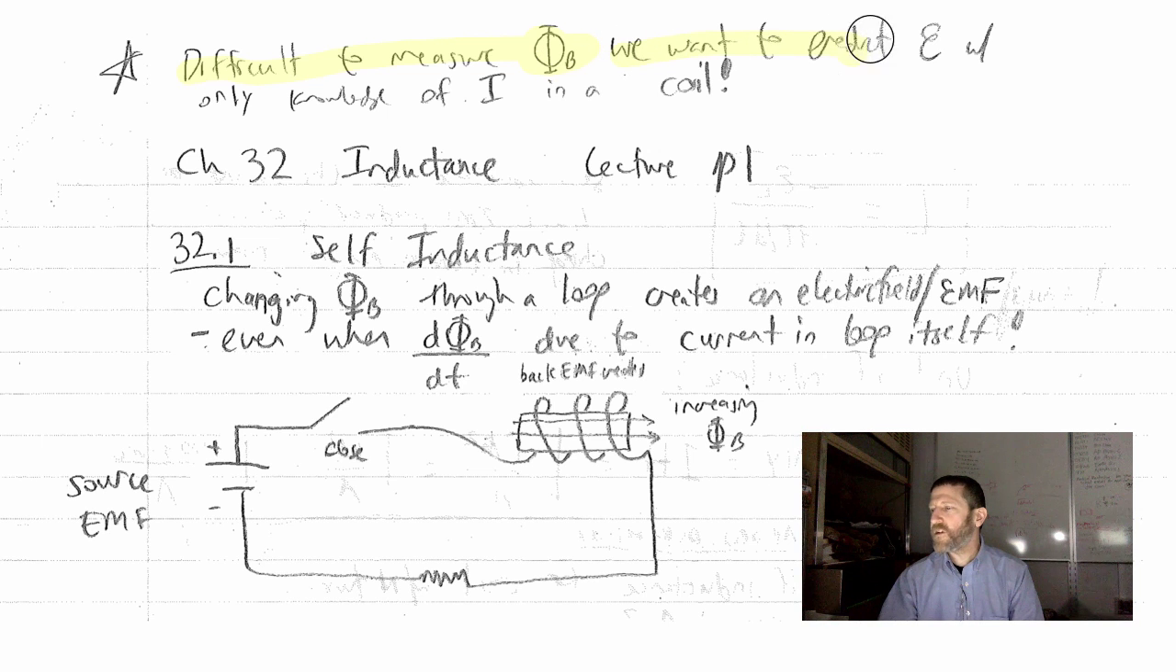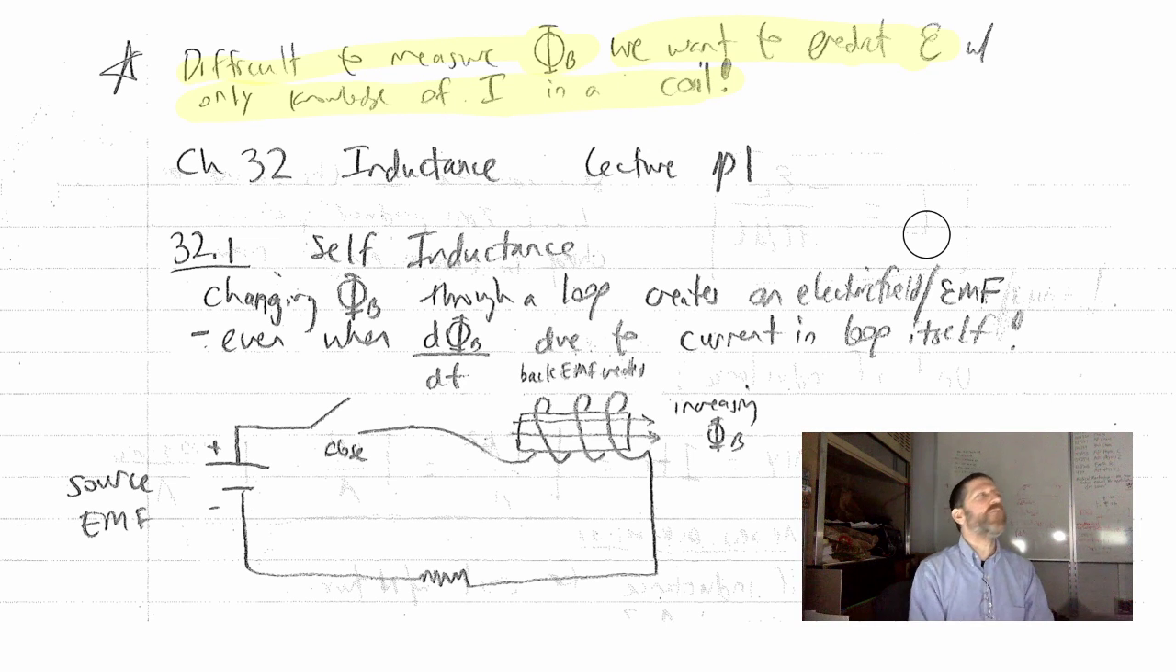But if you want to predict an EMF in a coil, we can do it if we know about the current in the coil. And what very, very common device can you measure current with? An ammeter. Every physics lab has an ammeter. So as long as we have an ammeter, we can measure current. And this is why we want to figure out how the magnetic flux relates to the current in a solenoid.